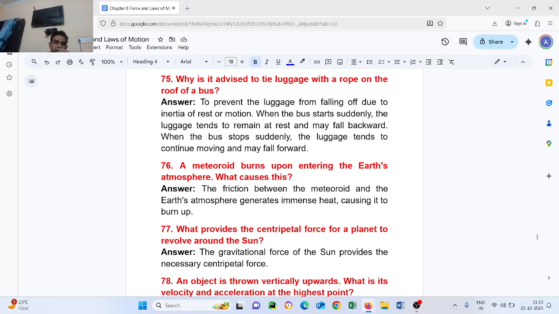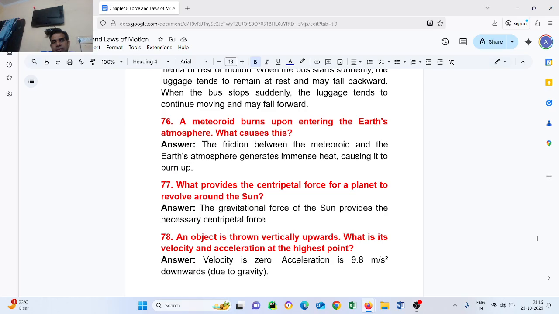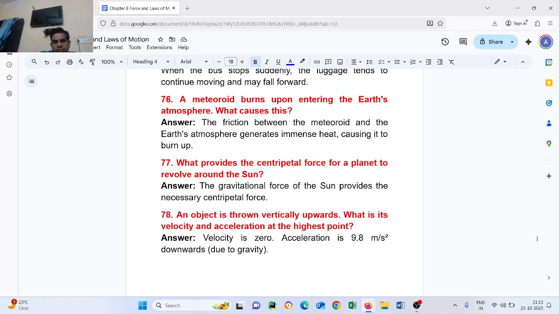Question number 76. A meteoroid burns upon entering the Earth's atmosphere. What causes this? The friction between the meteoroid and the Earth's atmosphere generates immense heat, causing it to burn up. Question number 77. What provides the centripetal force for a planet to revolve around the sun? The gravitational force of the sun provides the necessary centripetal force.